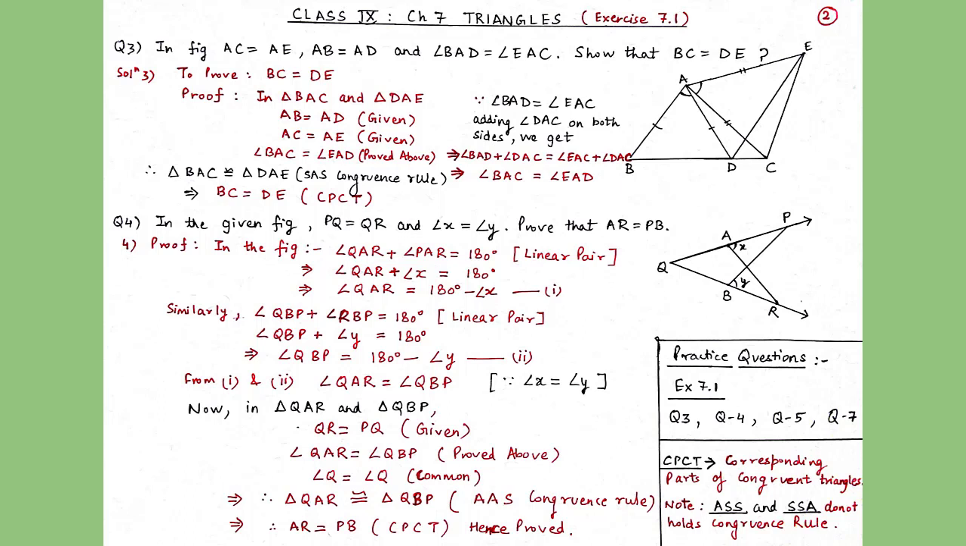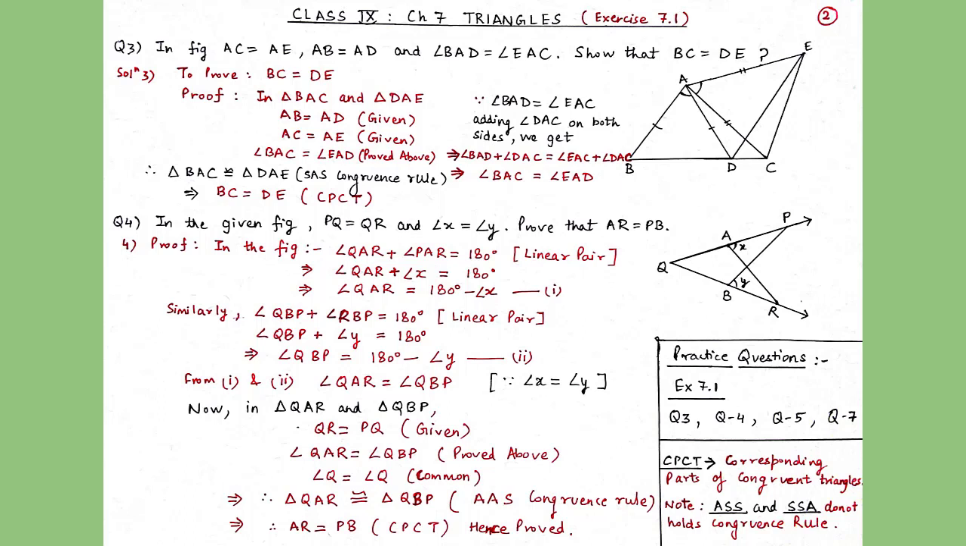And now our next question for today is: in the given figure, PQ is equal to QR and angle X is equal to angle Y. Prove that AR is equal to PB. In the figure, as you can clearly see, angle QAR plus angle PAR is equal to 180 degrees by linear pair. So from here, students, angle QAR plus angle PAR, which is equal to angle X, is equal to 180 degrees. So angle QAR is equal to 180 degrees minus angle X. This is our equation number 1.